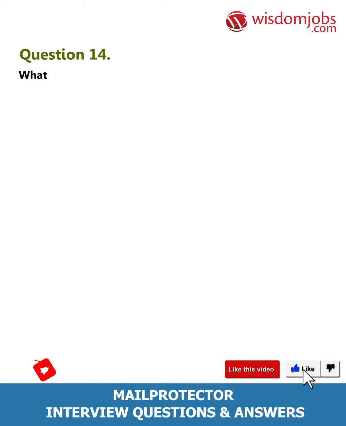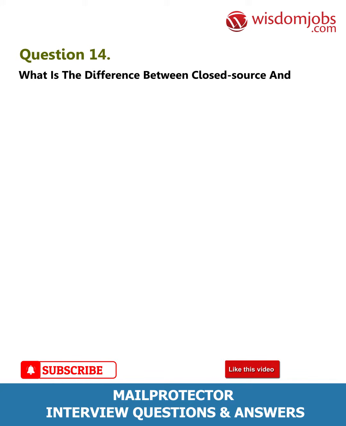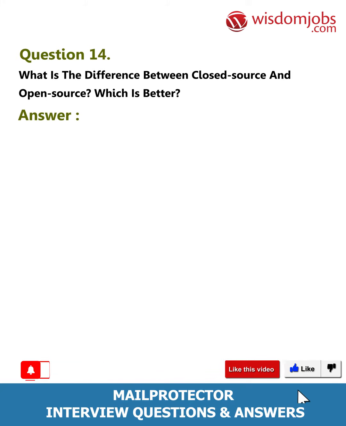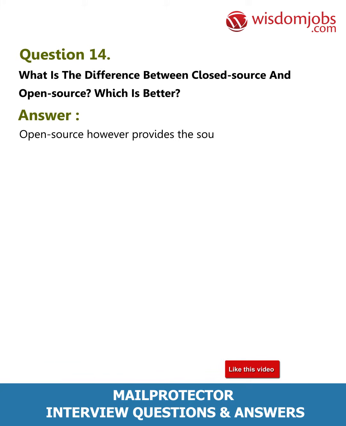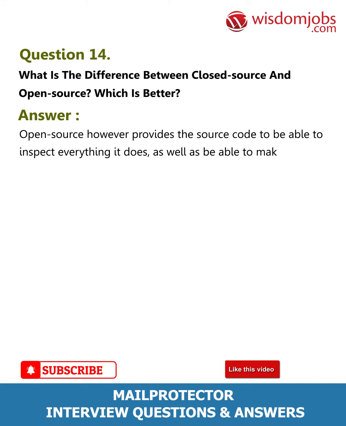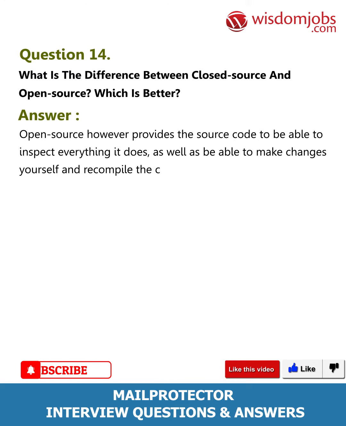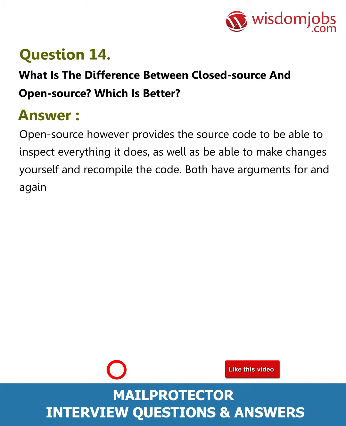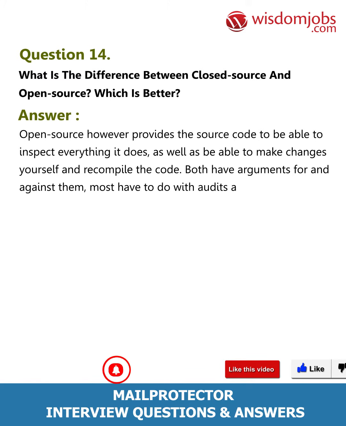Question 14. What is the difference between closed source and open source? Which is better? Answer. Open source, however, provides the source code to be able to inspect everything it does, as well as be able to make changes yourself and recompile the code. Both have arguments for and against them. Most have to do with audits and accountability.